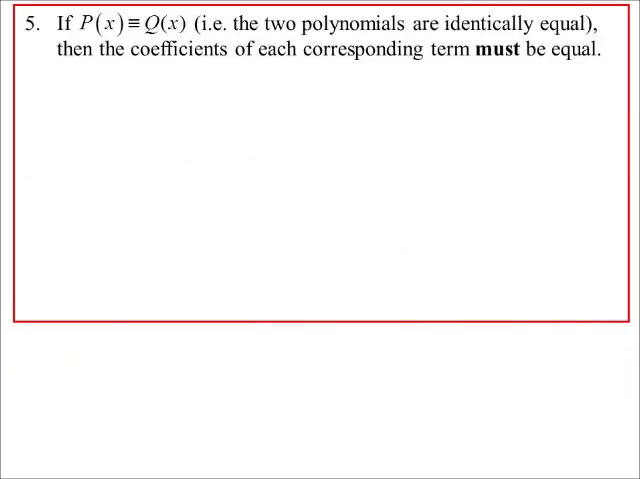Using the congruent symbol instead of the equal symbol. So if you see that, what they're saying is the two polynomials are identically equal. So if you were to draw both of them, they would fit on top of each other. It means, therefore, it is the same polynomial, so all the coefficients must be equal.